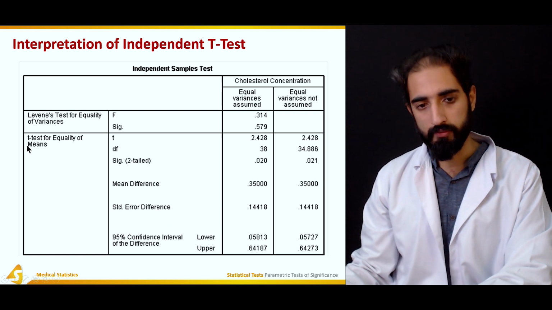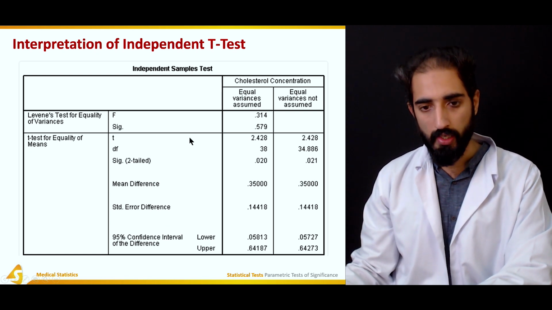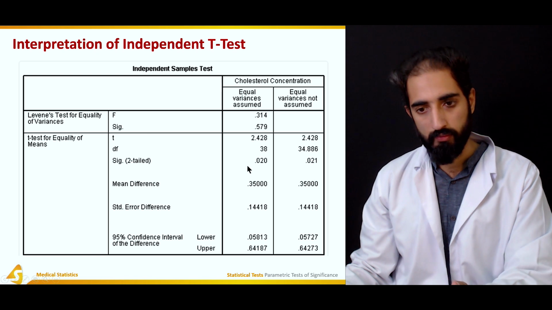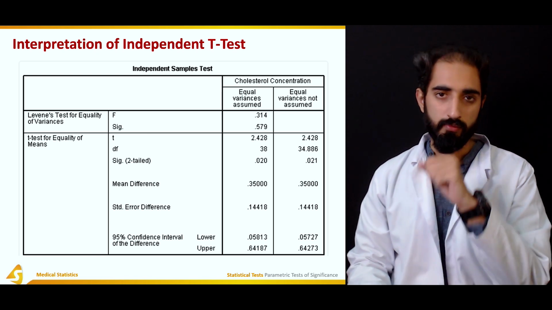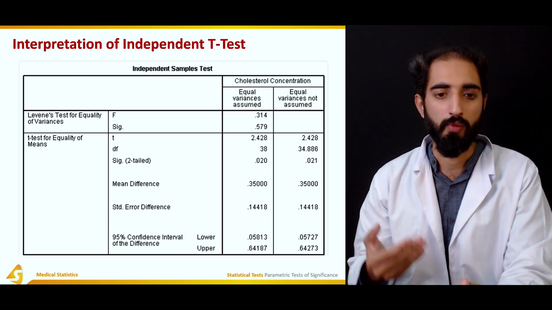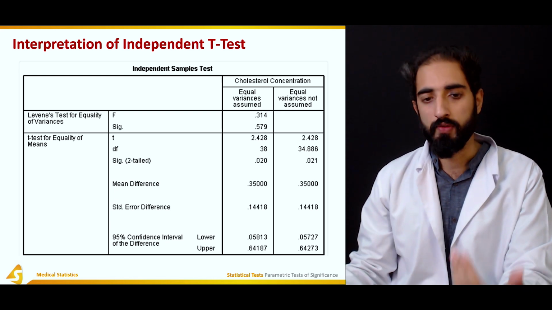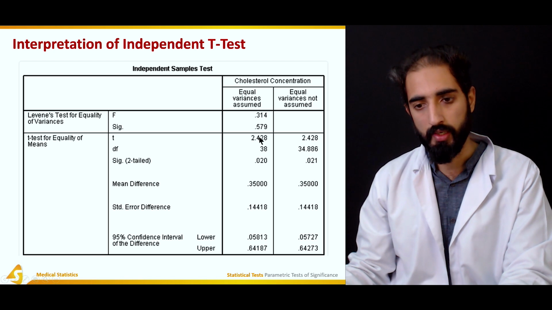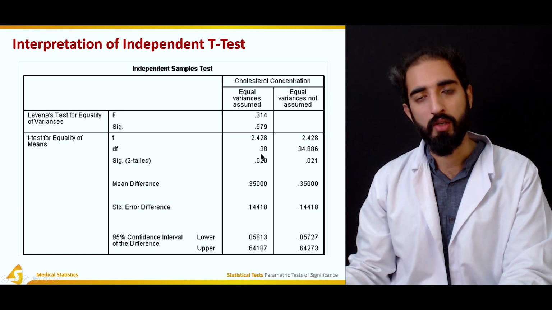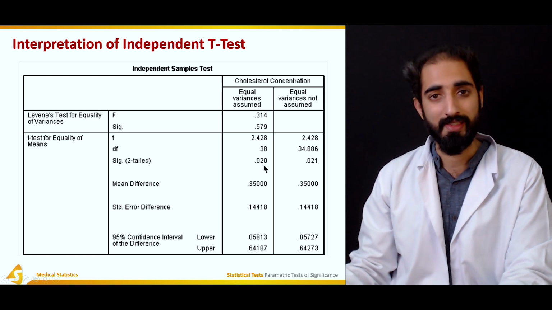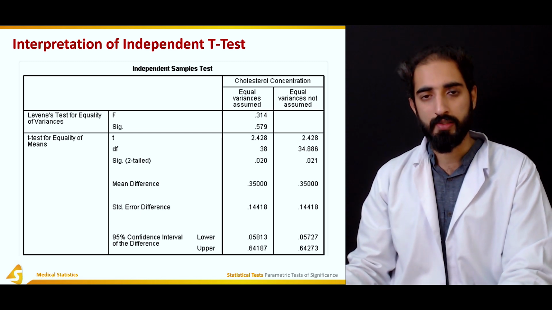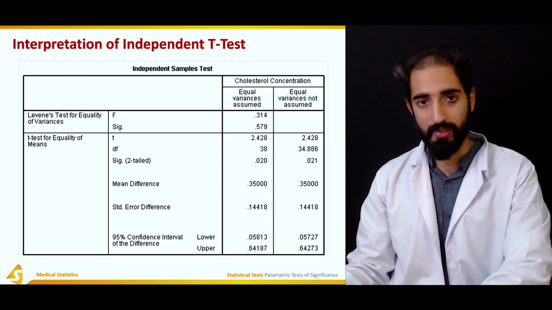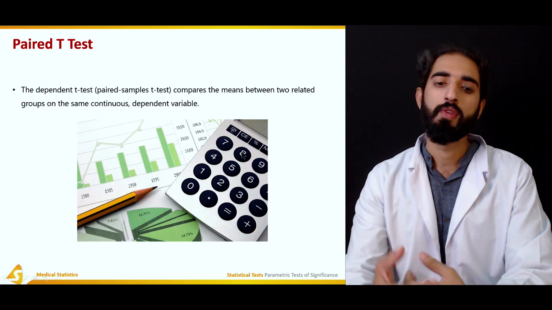So take a look at, for example, this independent t-test. In the assumption, we said that the equal variances must be assumed. So if the equal variances are assumed, look at this p-value, and the p-value here is 0.02, which is less than 0.05. So you can say that there is a significant difference, and that is how you interpret the independent t-test.